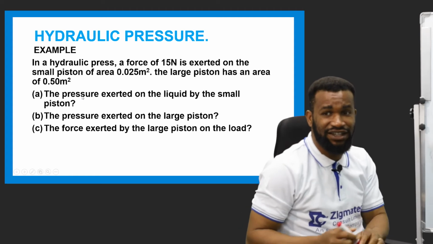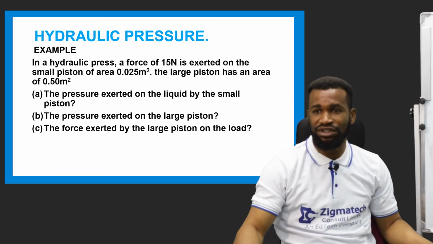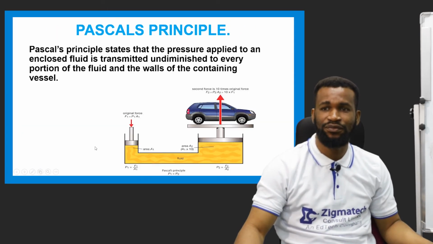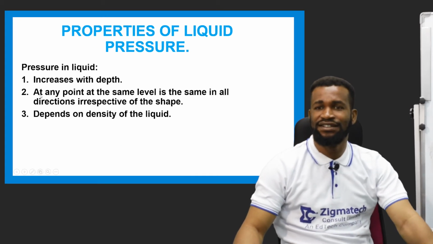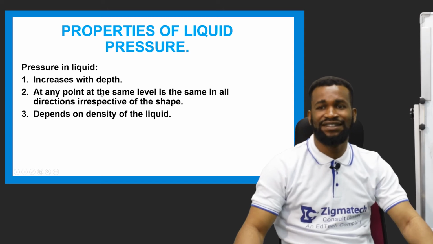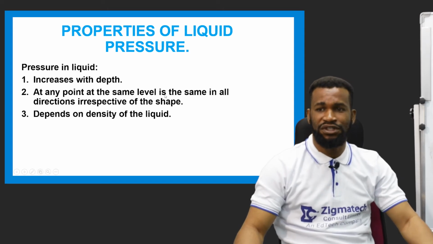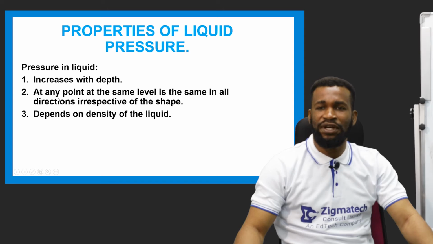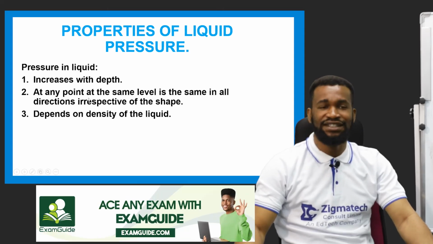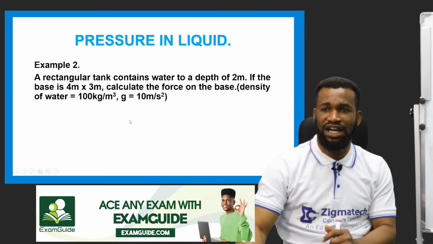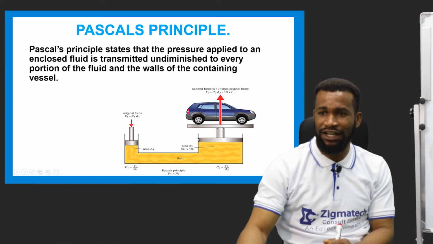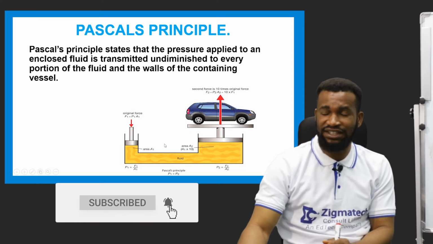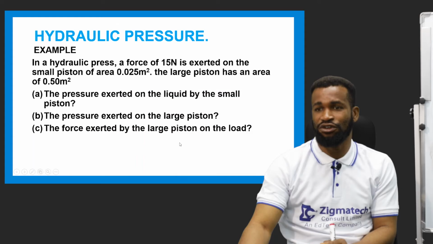Now remember what I said earlier. According to the condition of pressure in liquid, look at what it said. It said the pressure at any point at the same level is the same in all directions. So the pressure at any point in the same level is the same throughout. Now, that means the pressure on this part must be equal to the pressure on this part because they're on the same level. So having this at the back of your mind as a principle, let's go back to solving this problem.